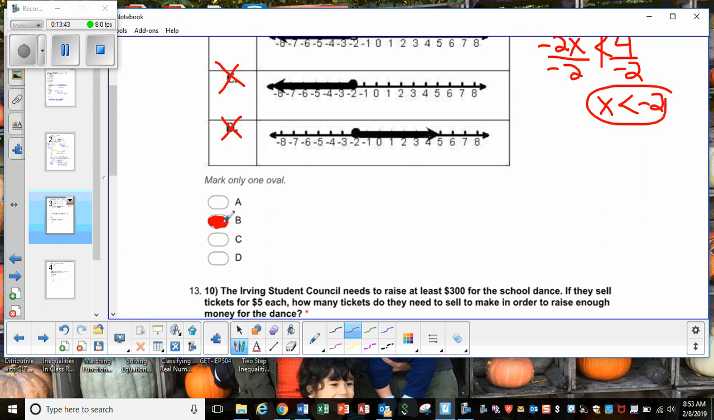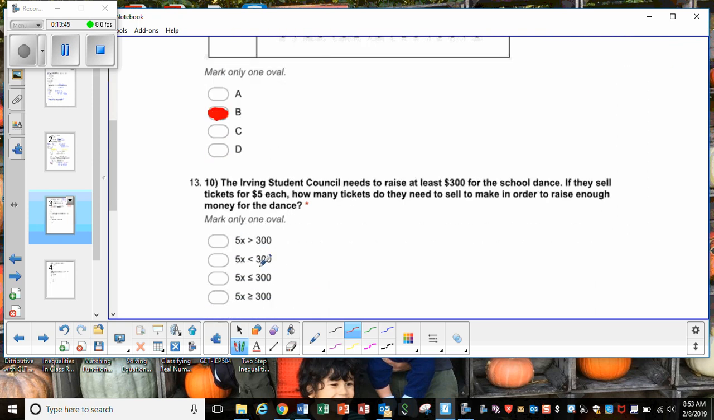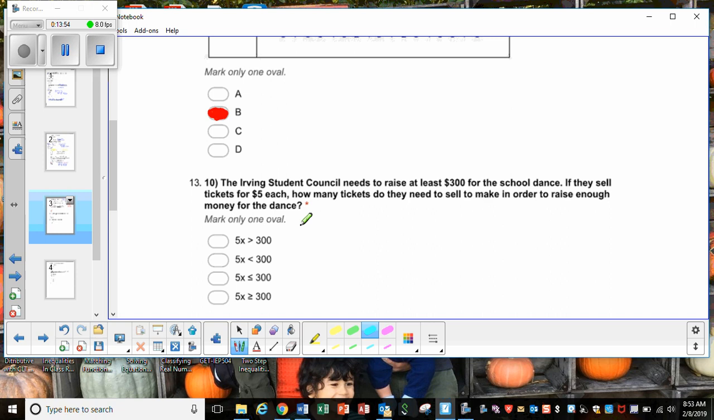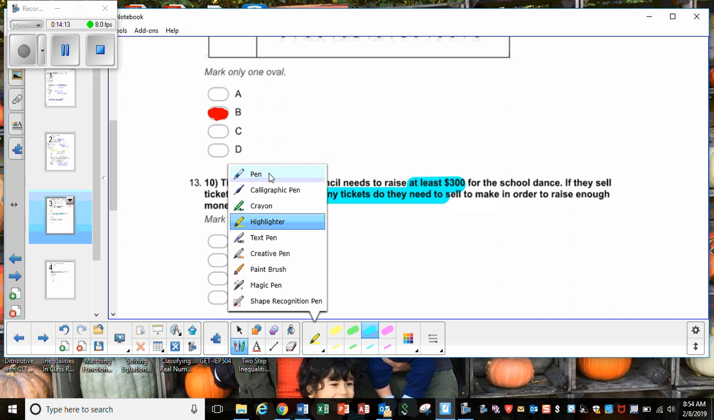Number 10 is another word problem. The Irving Student Council needs to, so hold on while I get my highlighter. Okay, the Irving Student Council needs to raise at least $300 for the school dance. If they sell tickets for $5 each, how many tickets do they need to sell to make enough money for the dance? So let's start with the at least 300.